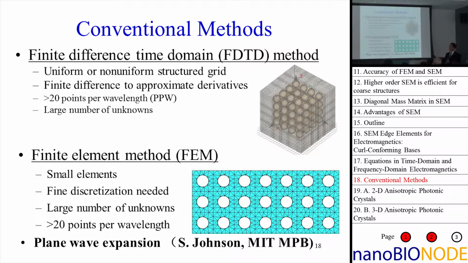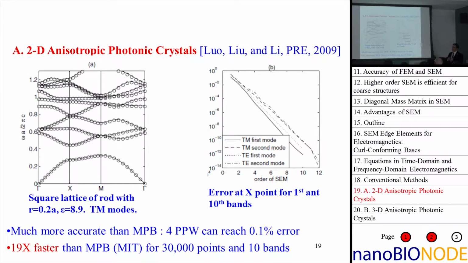First, I will talk about nanophotonics, photonic crystal applications. Photonic crystals, of course, are periodic crystal structures. The traditional methods of solving this are finite difference time domain or finite element method. And the third, very well-known method is called plane wave expansion. It was pioneered by Steven Johnson at MIT, and in fact, he has a very well-known package called MPB. And we are going to compare our method with MIT's solution.